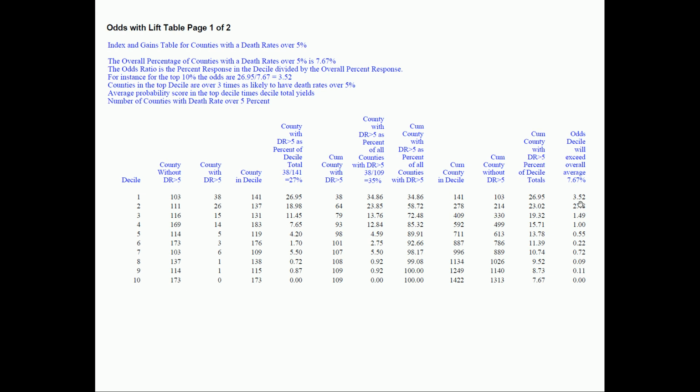And over here we have sort of the odds of a decile exceeding the overall average. This is an important number. The 3.52 means that the counties in the highest decile are 3.5 times more likely to have a fatality rate over 5%. Those counties tend to be high in all of the independent variables. So that's one of the more important numbers.